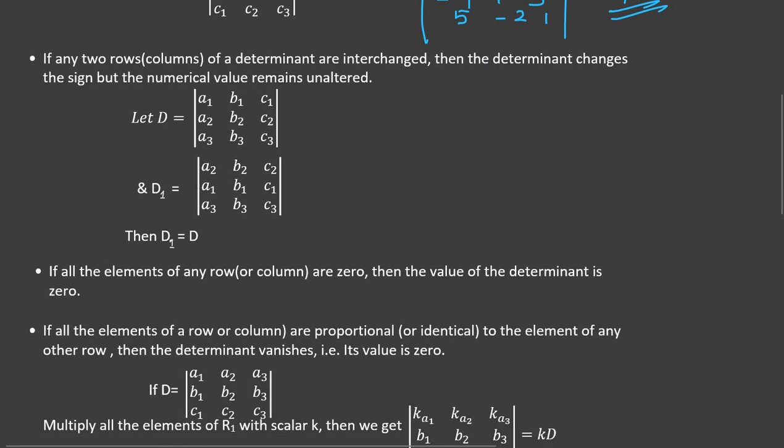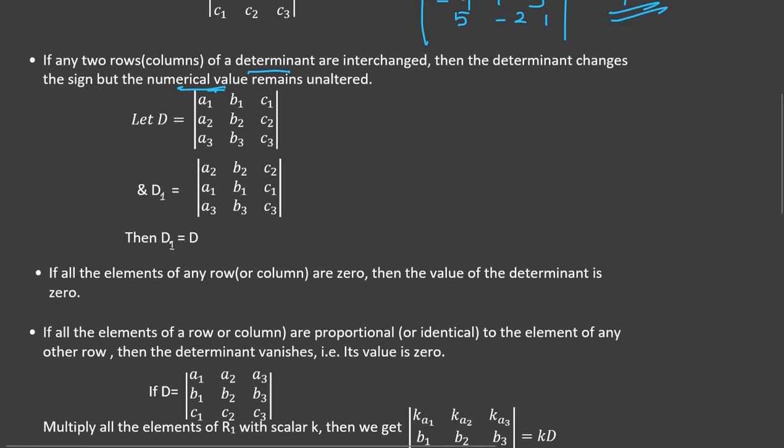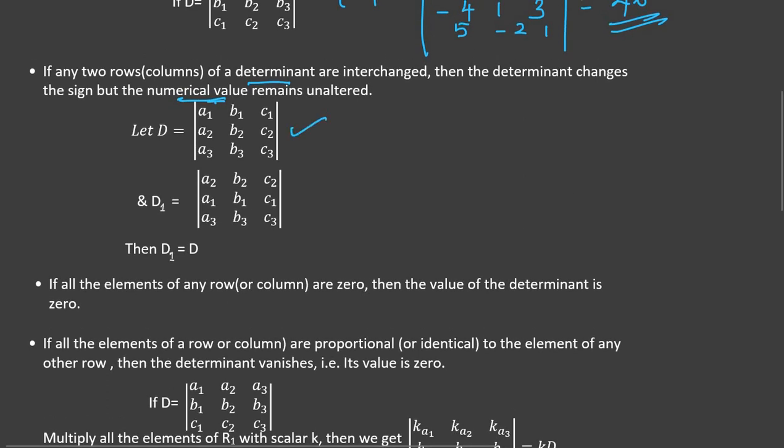Second property: if any two rows or columns of a determinant are interchanged, then the numerical value is unaltered, it changes its sign alone. For example, in this given determinant, we take D equal to a1, b1, c1, a2, b2, c2, a3, b3 and c3.